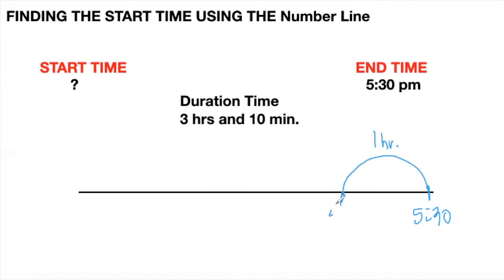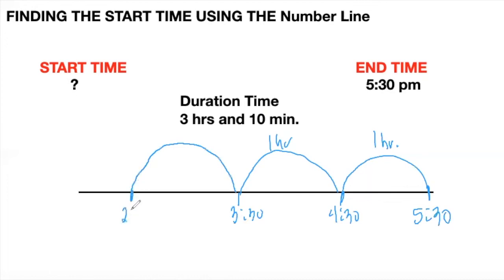So that gives us 4:30 p.m. Another hour, that gives us 3:30 p.m. Another hour, for 2:30 p.m. And now the 10 minutes, so we just subtract 10 minutes. So we will have now 2:20 p.m. So our answer is also 2:20 p.m. That is using the number line method.